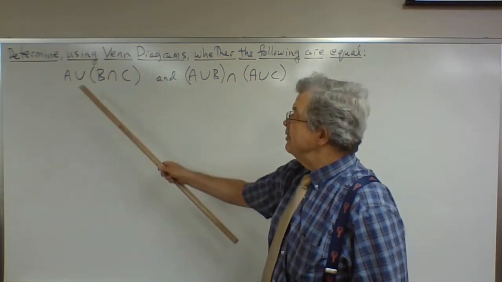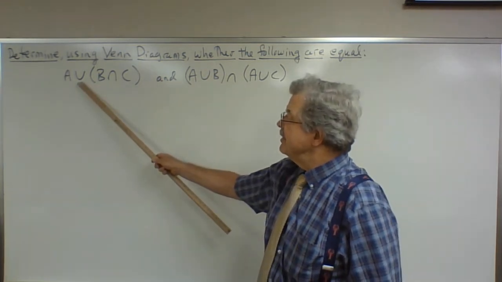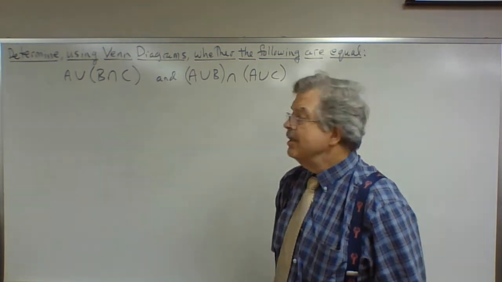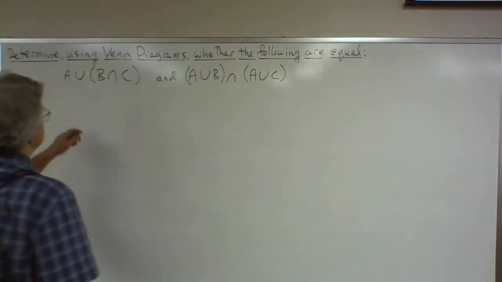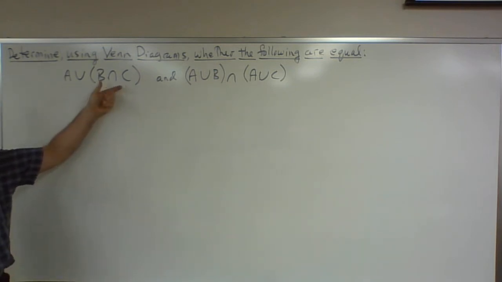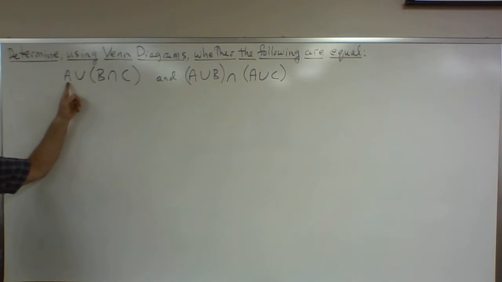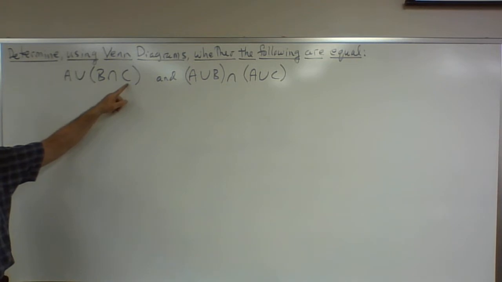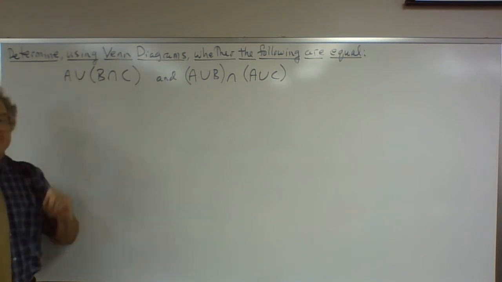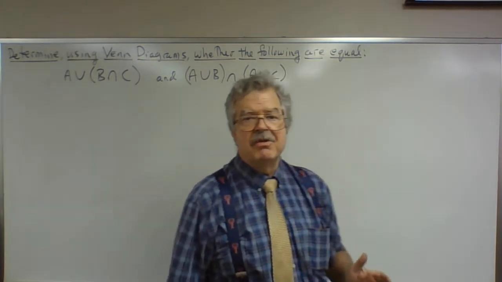It turns out that the operation of union distributes over intersection. What that means is that if we have a set in union with an intersection, the union operator will distribute to each of these sets. So we should get A union B intersect A union C. That's what the distributive laws tell us.